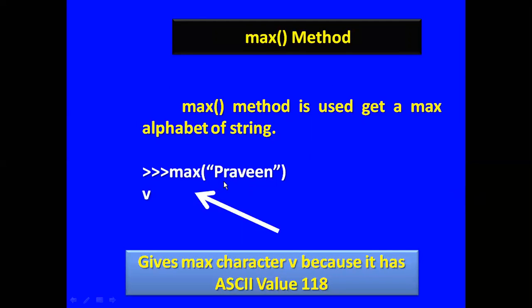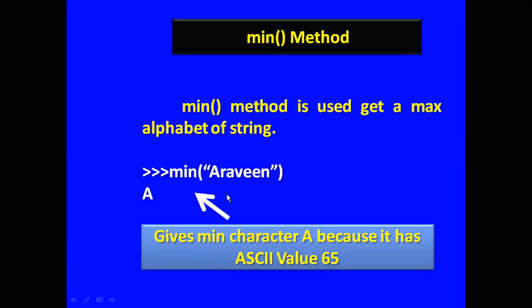Max. Max is going to give you the character from the string having the maximum ASCII value. You remember capital A ASCII value is 65, small a is 97, so you can calculate. Now here v holds the highest ASCII value among all the characters, so it is going to be 118. Then if I talk about this, A is the smallest character because it is 65. Then we have all capital characters. The highest is 118, Praveen.